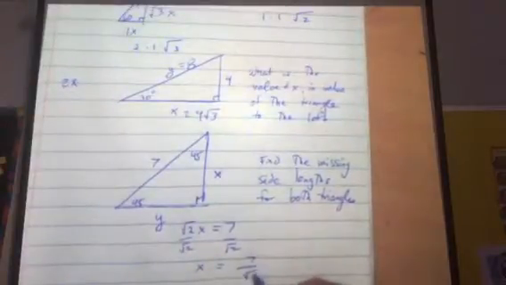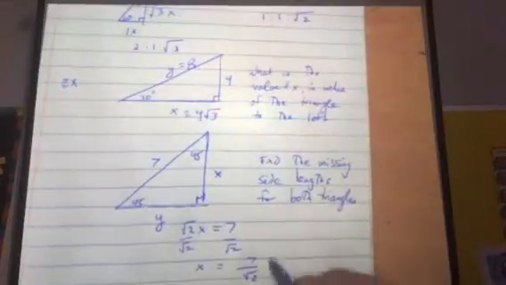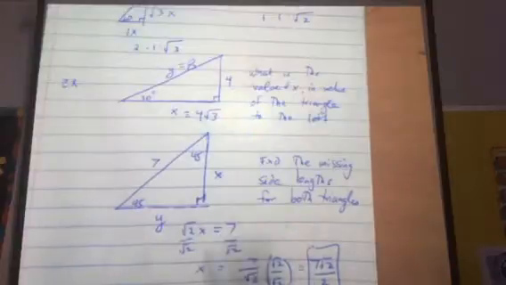Now, we can't leave radicals like that. We don't want to leave a radical on the bottom, so we rationalize it. We multiply by root 2 over root 2, and we get 7 root 2 over 2. And that's our answer. So using the ratio in all these cases, sometimes they get a little more complex when you have to deal with radicals.